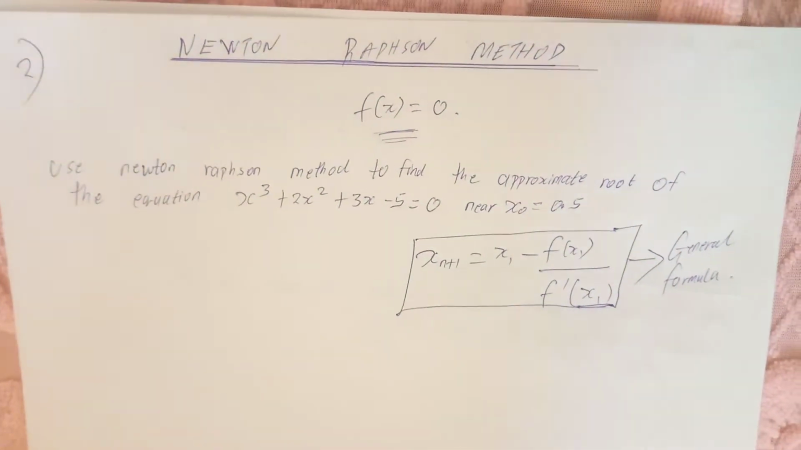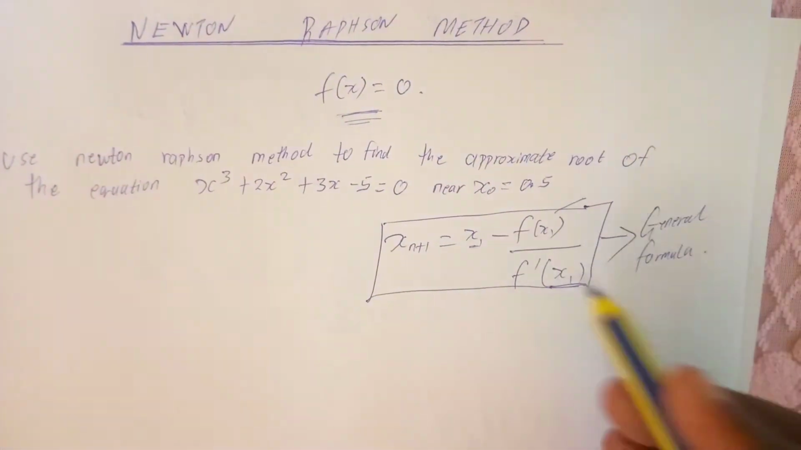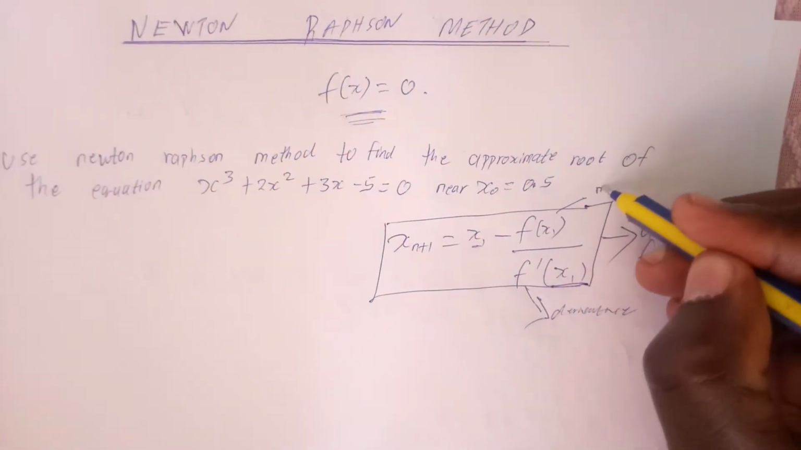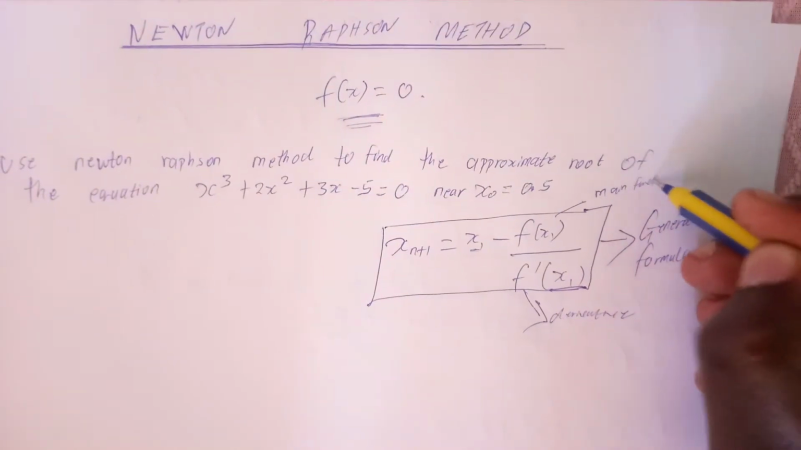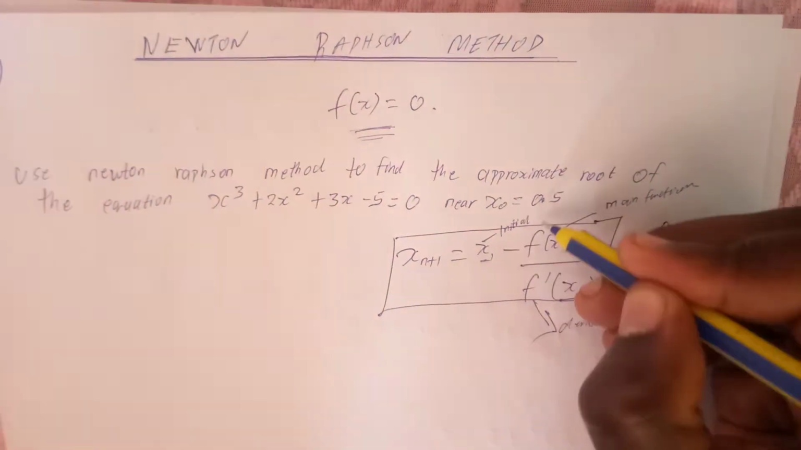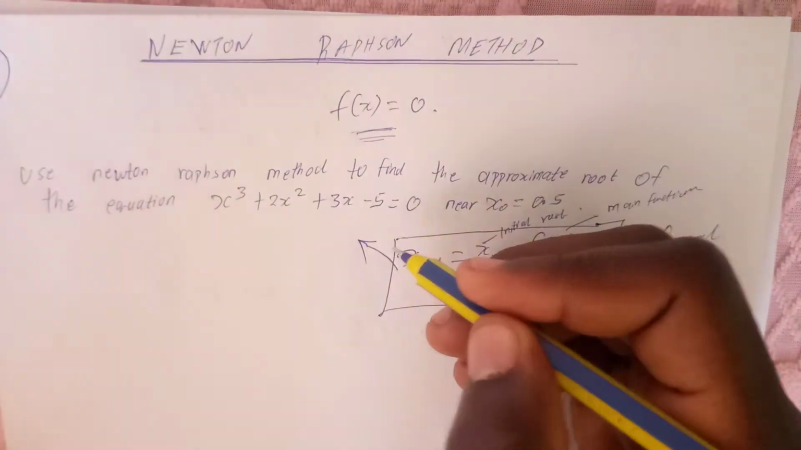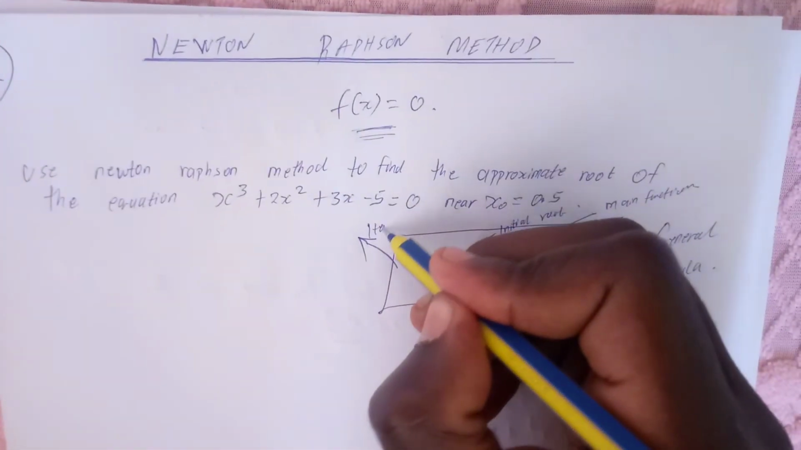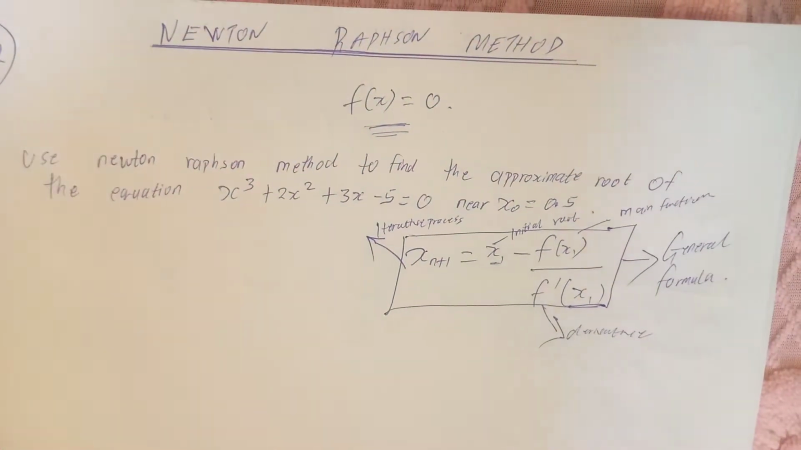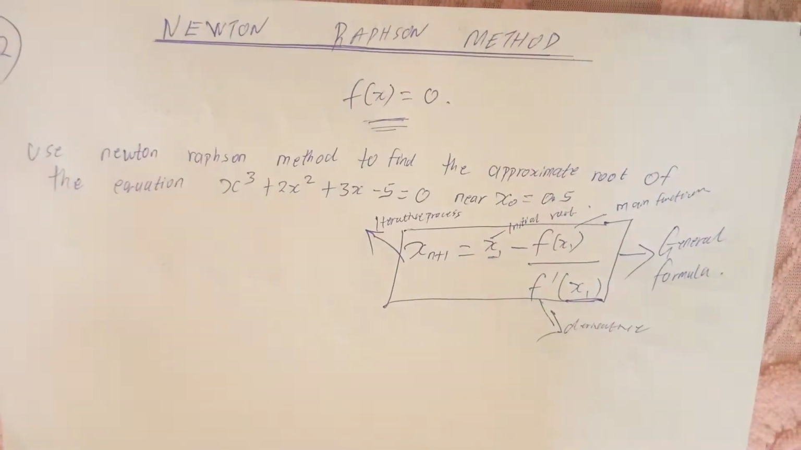In this general formula, we have the initial root, we have the main function, and we have the derivative of the main function. This is the derivative, this is the main function, and this is our initial root. This is the iterative process here. We can have the first, second, third iterative process. That's the basic. You just have to know that. And I told you there are 3 steps when using the Newton Raphson method.